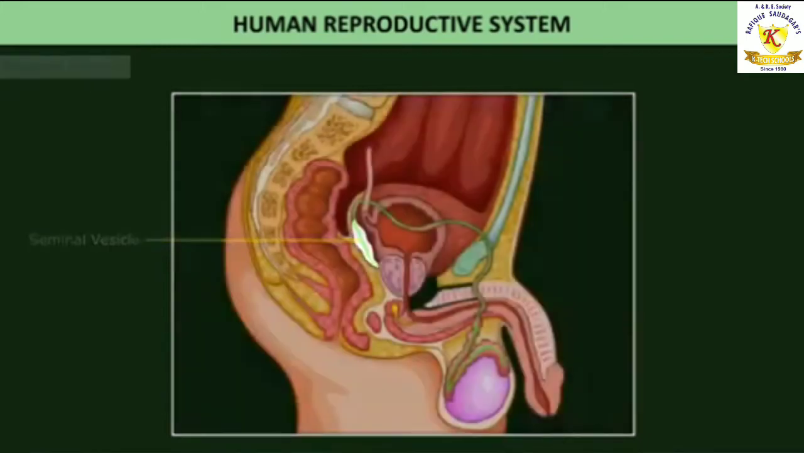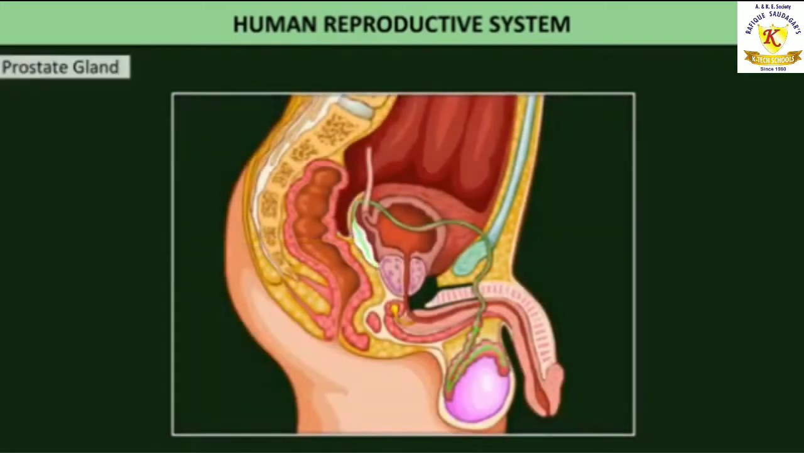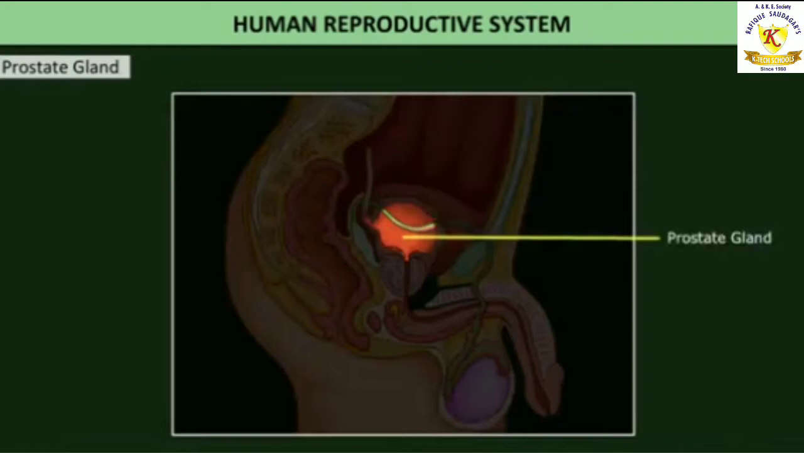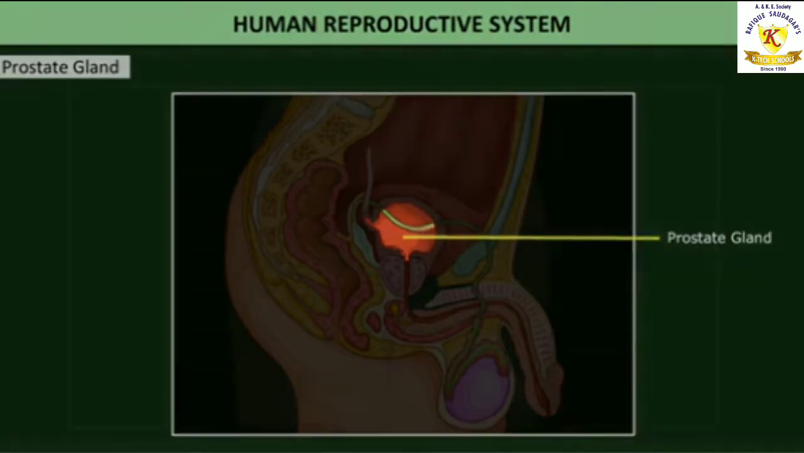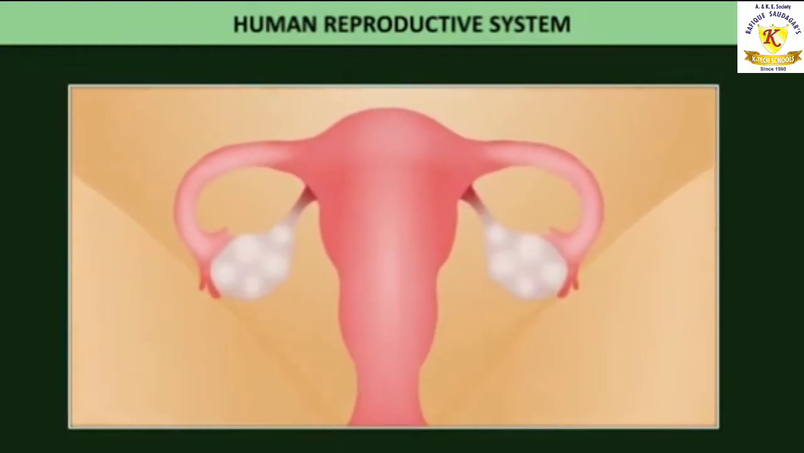Are you understanding? Okay. The next one is prostate gland. It is a large, spongy and lobulated gland which surrounds the proximal part of the urethra. Prostatic secretion constitutes about 30% of the semen, activates the sperms, and provides nutrition to the sperm. So, this is the male reproductive system. Now, let's study the next, that is the female reproductive system.